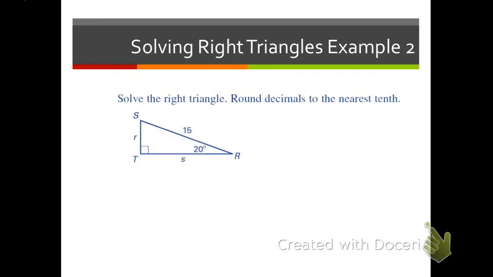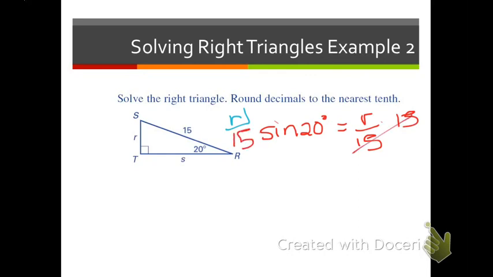So this one we're starting off, we know a side and an angle. We're going to solve for the two sides. This is probably the kind you solved more often in geometry. I'm given angle R, and I know that's 20 degrees. I'm going to start off by solving for side R. So let's do sine. I'm going to do the sine of 20 degrees is equal to R over 15. I don't know what it is yet, but I want to get R by itself, so clear the fraction.